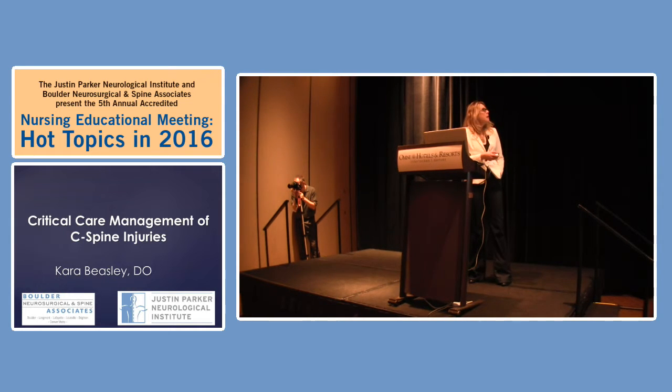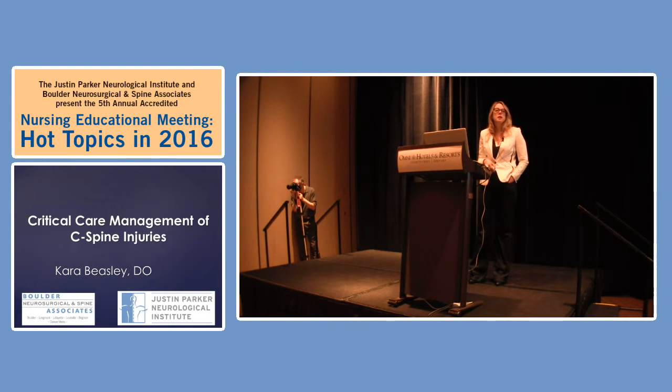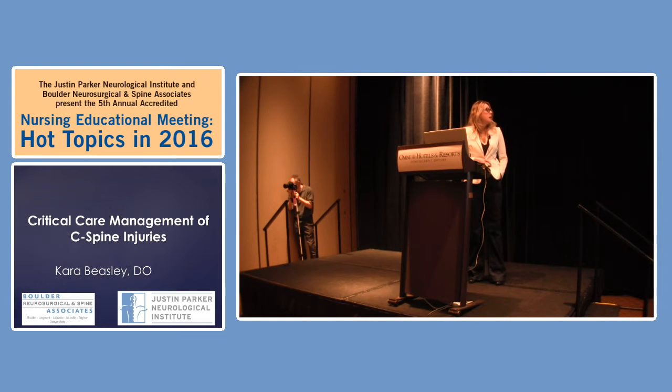And so an A is a complete. There's no motor or sensory function preserved in any of the sacral segments. An incomplete B is that there's sensory, but no motor, so they can't move, but they can feel below the level. Incomplete C would be motor function preserved in half of the key muscles. D is motor preserved in greater than half of the key muscles, and E is normal. So we know prognostically, if somebody comes in ASIA A, it's bad. If somebody comes in ASIA D, you're like, oh gosh, we can really make a difference here, they can get better.